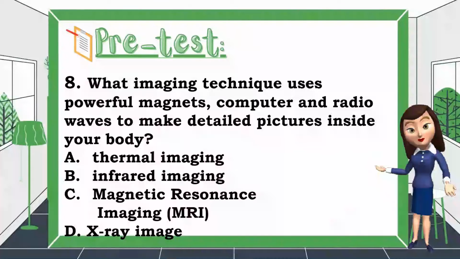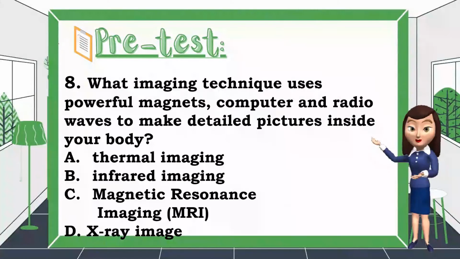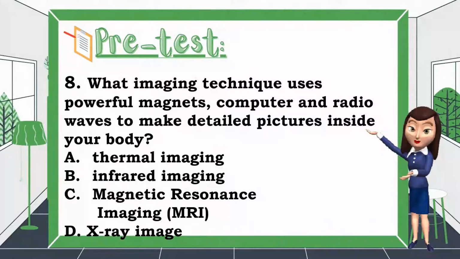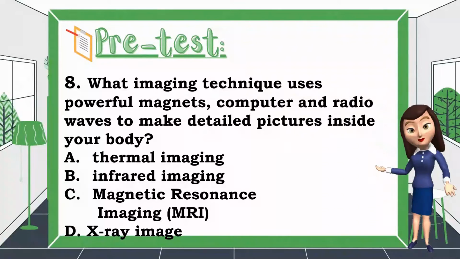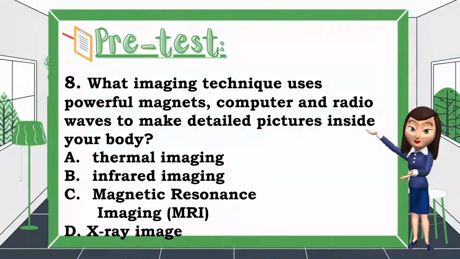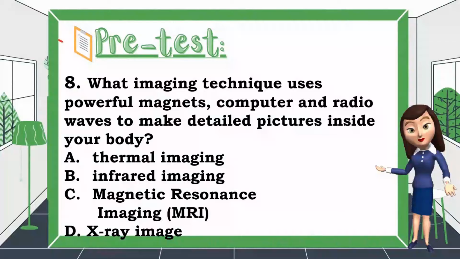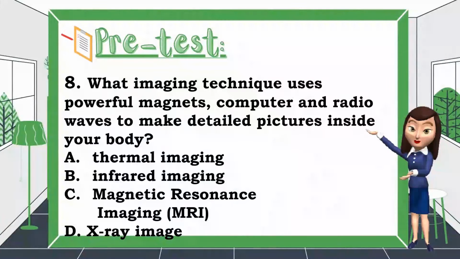8. What imaging technique uses powerful magnets, computer, and radio waves to make detailed pictures inside your body? A. Thermal imaging. B. Infrared imaging. C. Magnetic resonance imaging. D. X-ray image.